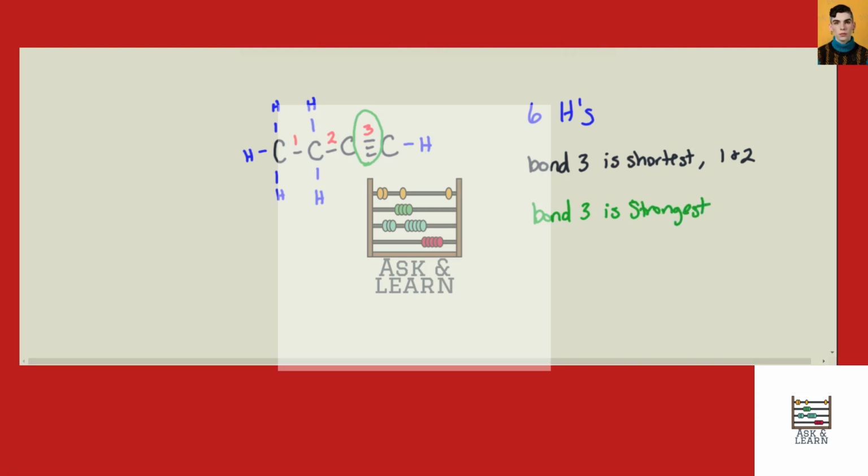Remember, in that triple bond, you're going to have that sigma and then 2 pi bonds. You're sharing 6 electrons. So because of that, it is going to be a very strong bond.